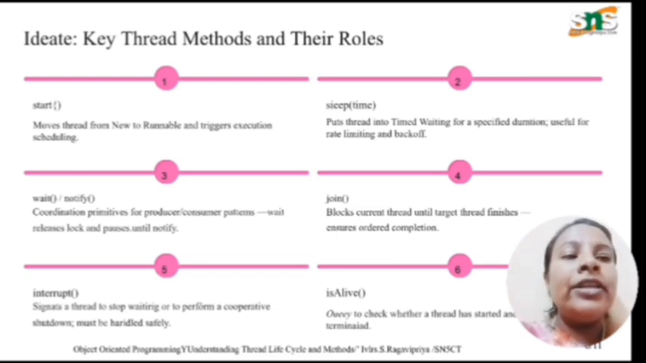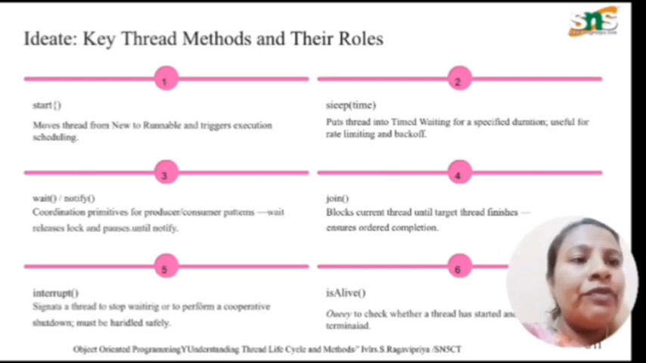So ideate, key thread methods and their roles. The first one is start. The start method moves the thread from new to runnable and triggers execution scheduling. Sleep puts the thread into timed waiting for a specified duration, useful for rate limiting and back off. Next one is wait or notify, coordination primitives for producer consumer patterns. Wait releases the lock and pauses until notify.